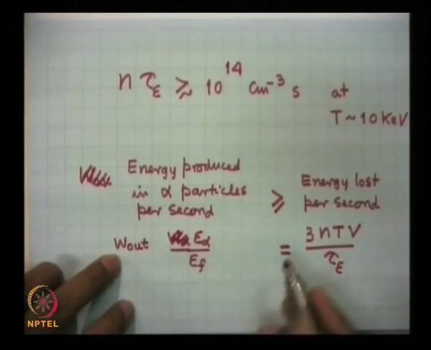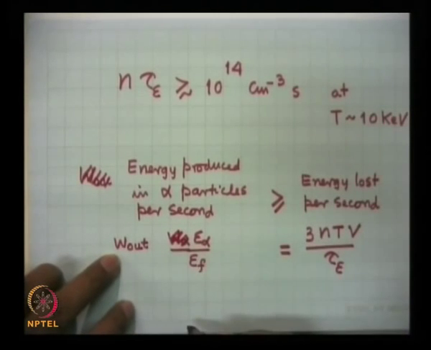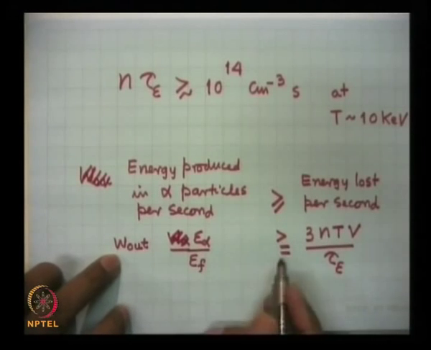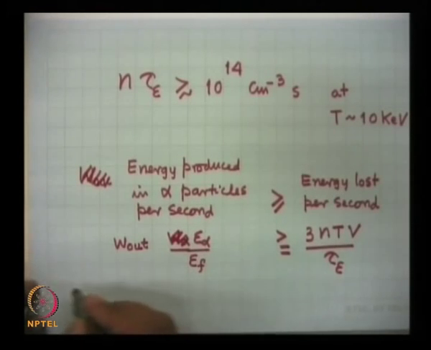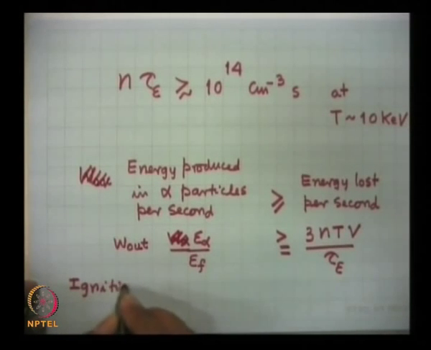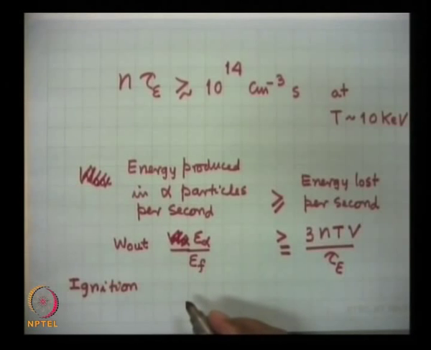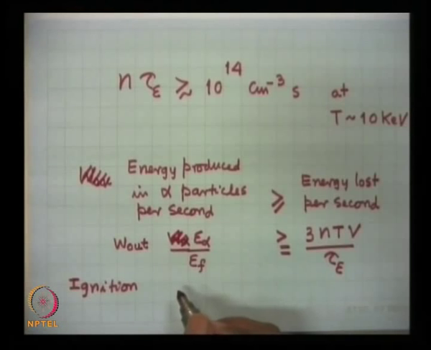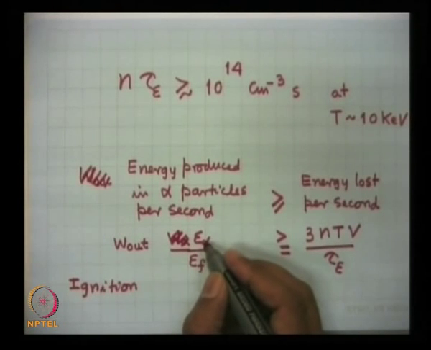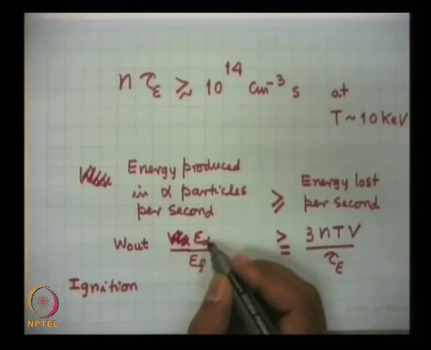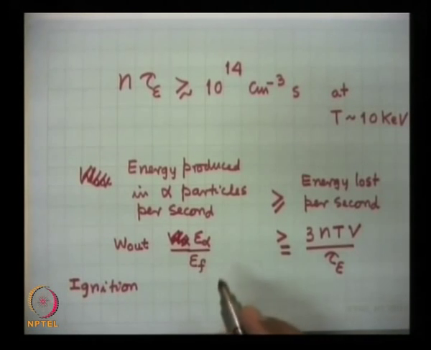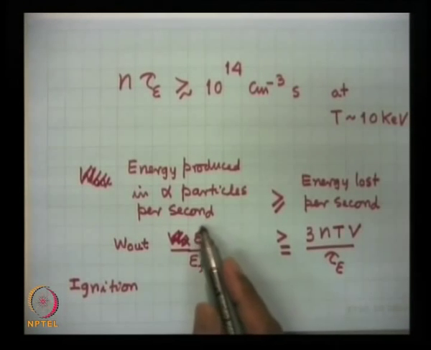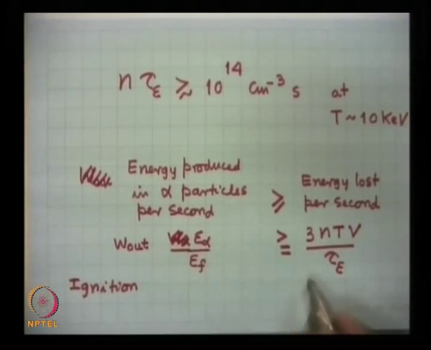So if this exceeds this number, then we say that we have achieved ignition, and you do not require any more heating mechanism. But this factor, the energy released per nuclear fusion reaction is E alpha for the alpha particle, and the total energy released is EF, which is like 17.6 MeV. So this ratio is 1/5. So what you require is this.